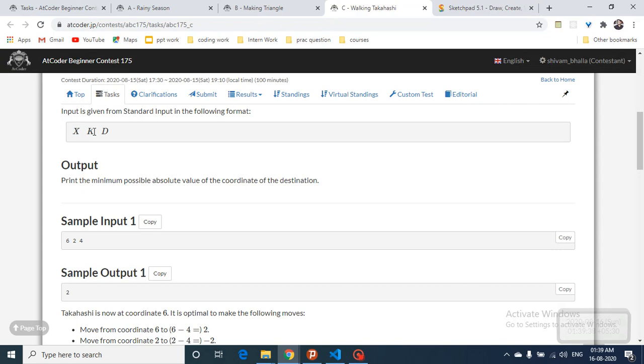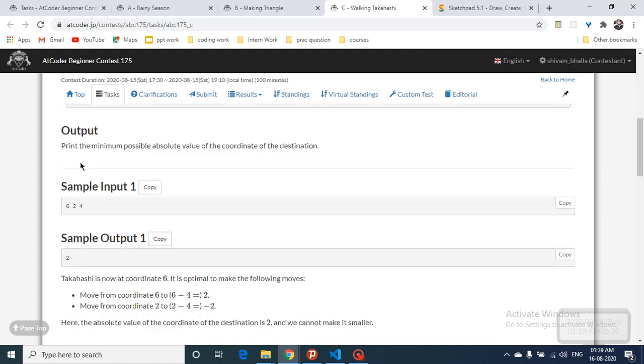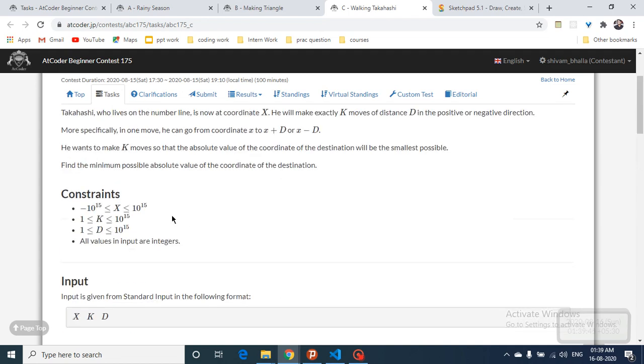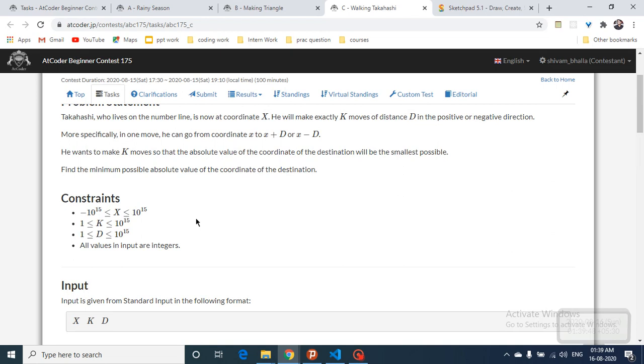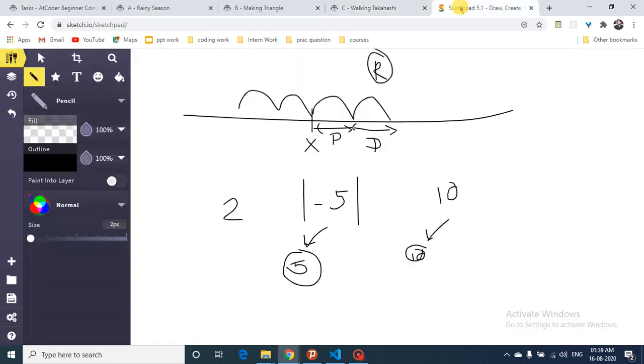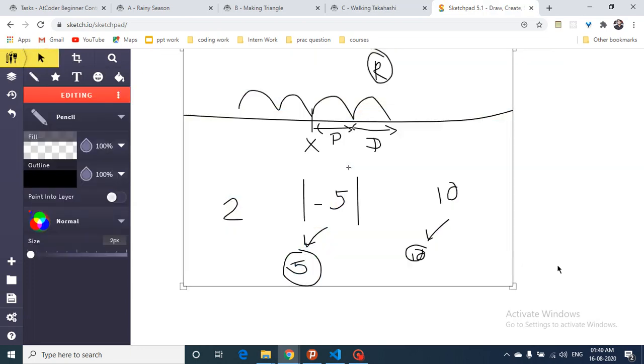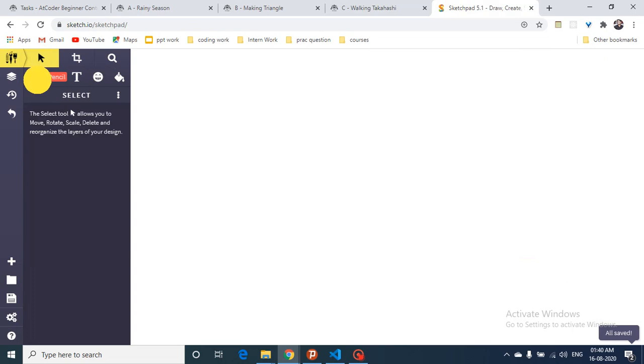So this is the input which gives you the starting point. K means how many hops you can do, and d means the distance of each hop. As you can see in this question, the constraints are very large, so you cannot do it brute force. If you cannot do this question by brute force, then you have to apply some math. So this is a math based question. And like I always emphasize, draw these cases out because it will always be helpful.